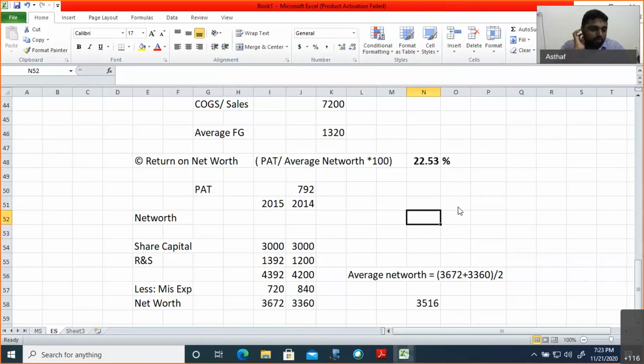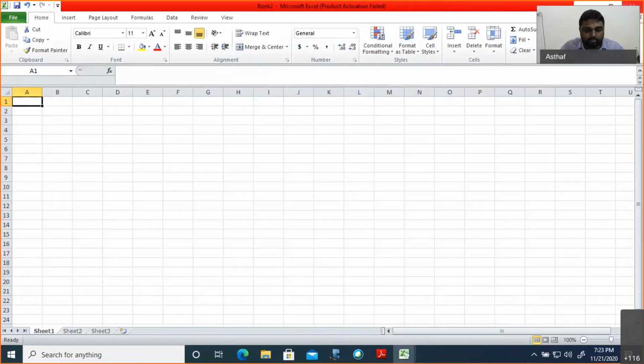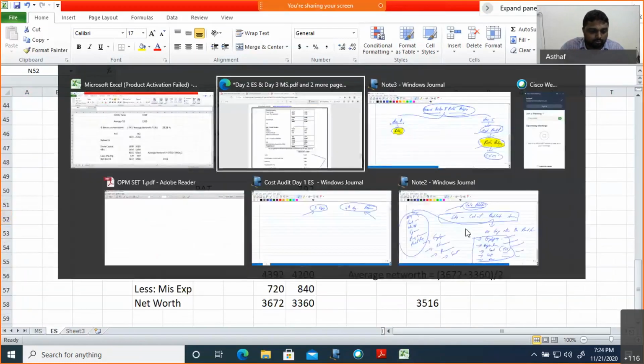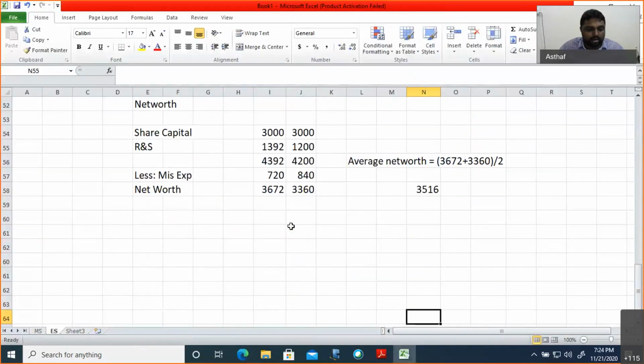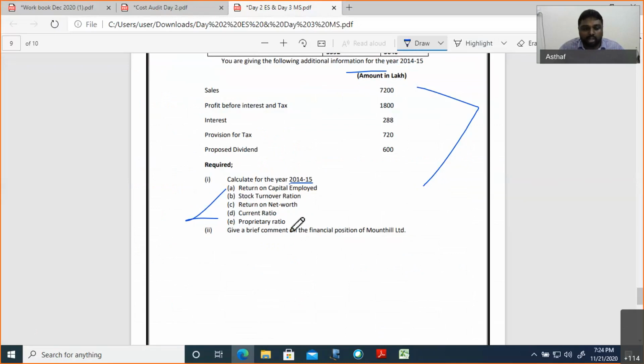Now what will we move on to next? Now next question, current ratio. What is the case? Current ratio. So how will we approach current ratio?